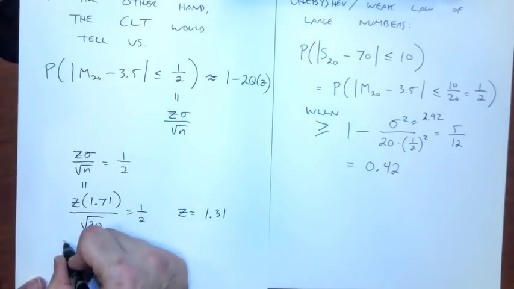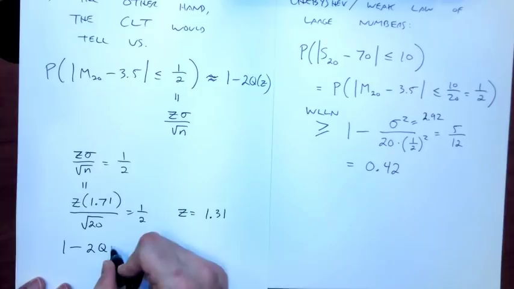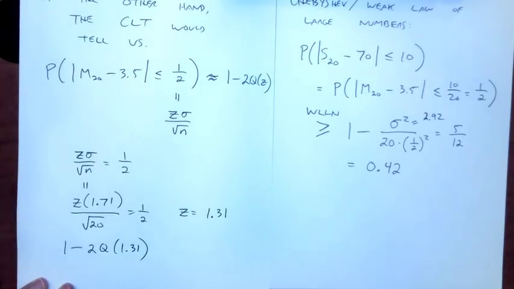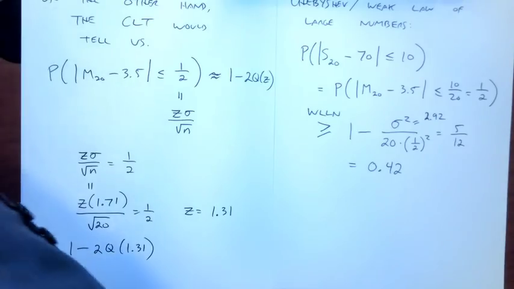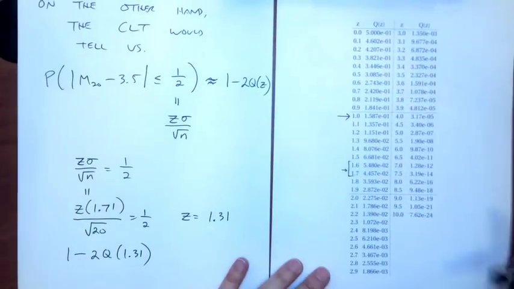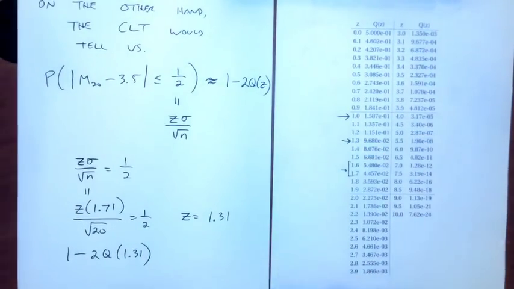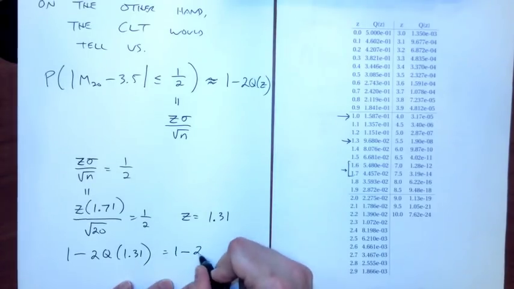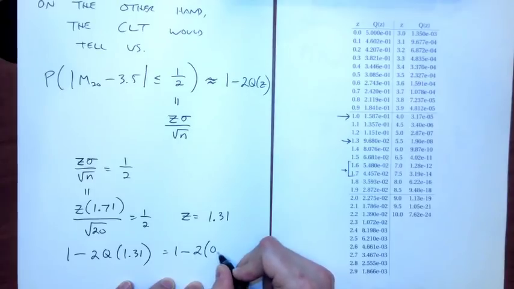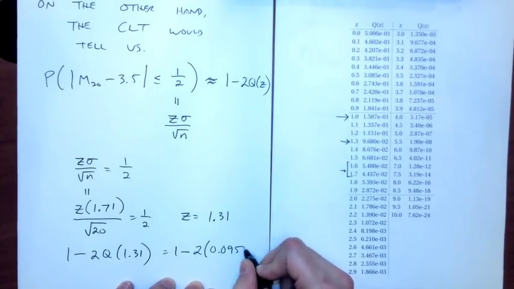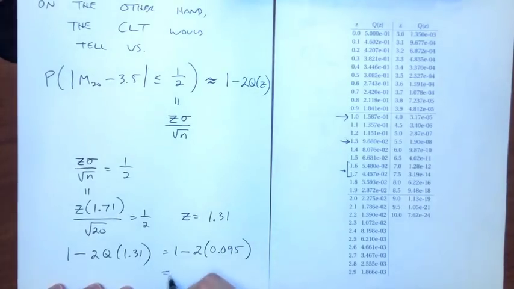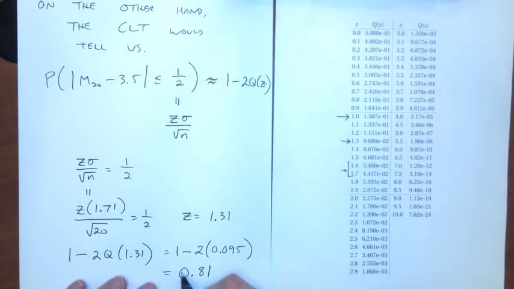So then I compute what is 1 minus 2Q of 1.31. I look to my table. I look over here and say, okay, 1.31, close enough to this, right? So it's like 1 minus 2 times, turns out to be 0.095, actually. And then the answer is 0.81.